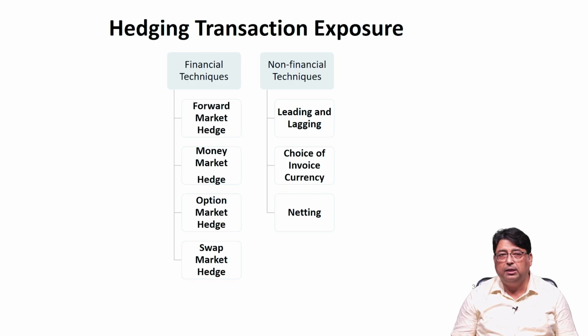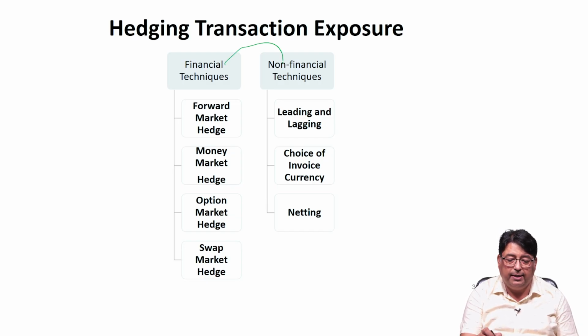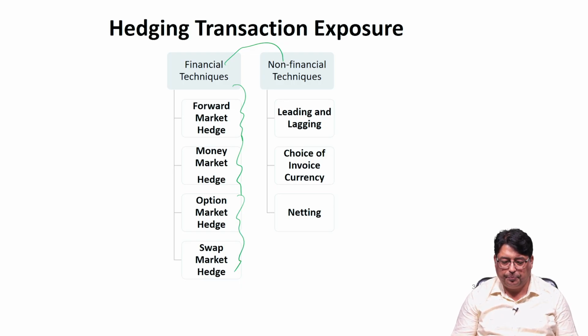Now, if there is a transaction exposure, let us see what are the various hedging techniques of transaction exposure. They are divided into two categories, financial techniques and non-financial techniques. Financial techniques are forward market hedge, money market hedge, option market hedge and swap market hedge. The non-financial are leading and lagging, choice of invoice currency and netting.